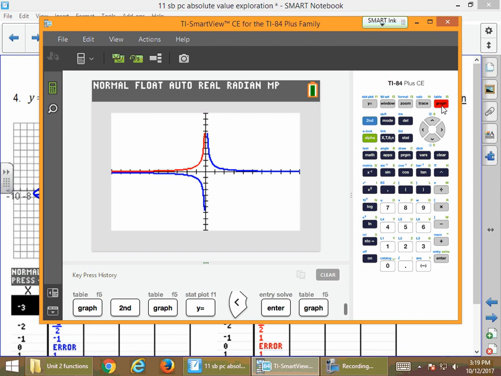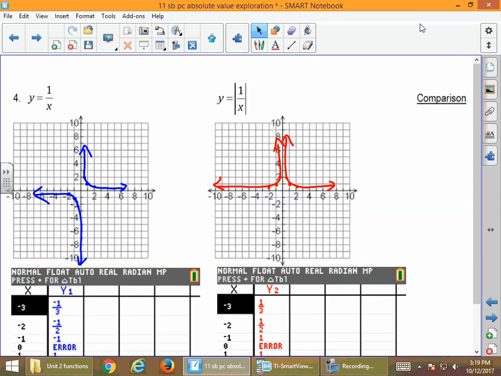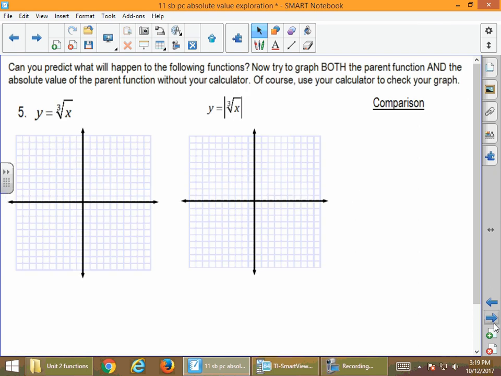So now what I would like you to work on is to try some without a calculator. If we look at problem number 5, which is the last one that I'm going to do on the video, at least for now, it says, can you predict what will happen to the following functions? Now try to graph both the parent function and the absolute value of the parent function without your calculator. And then, of course, check your graph by using your calculator.